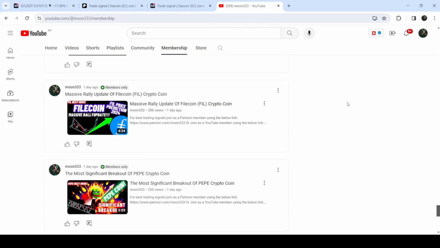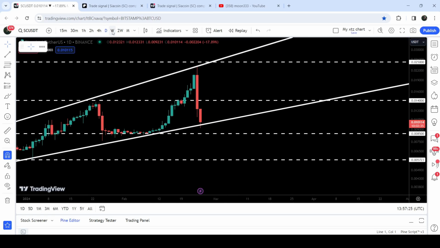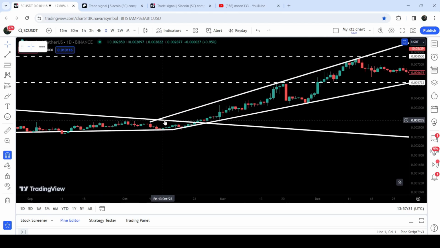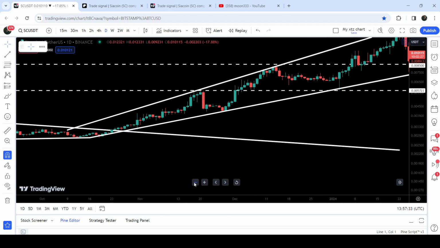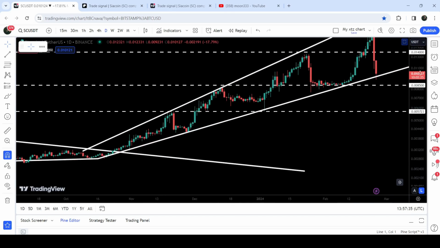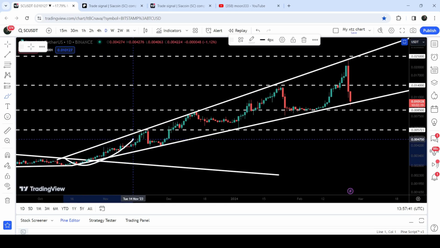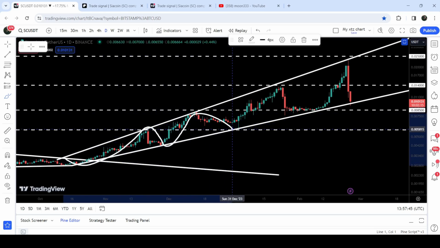Now, let me take you back to the live chart of Siacoin. First of all, let me show you this daily time frame chart, and you can see that for the past several weeks or months, it is moving inside this broadening rising wedge pattern. And you can see whenever it is bouncing from the support, it is moving to the resistance, and after the rejection, it is testing the support, rejection, testing the support here.